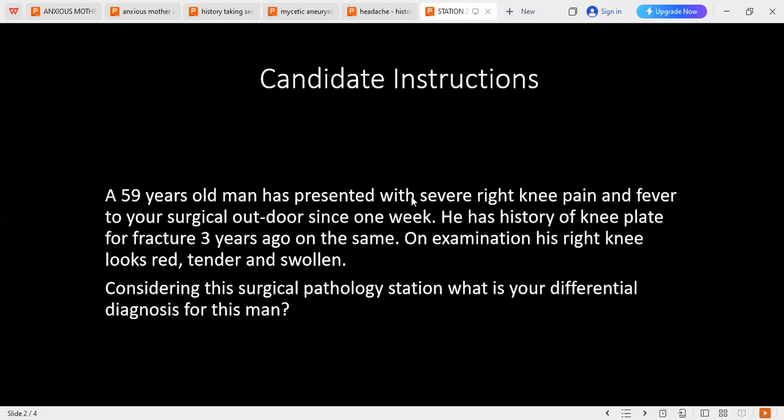Would you or would you not give antibiotics to the patient? Sorry, ma'am. Would you or would you not give antibiotics to the patient? I'll give injectable antibiotics after culture and according to sensitivity, following trust guidelines.